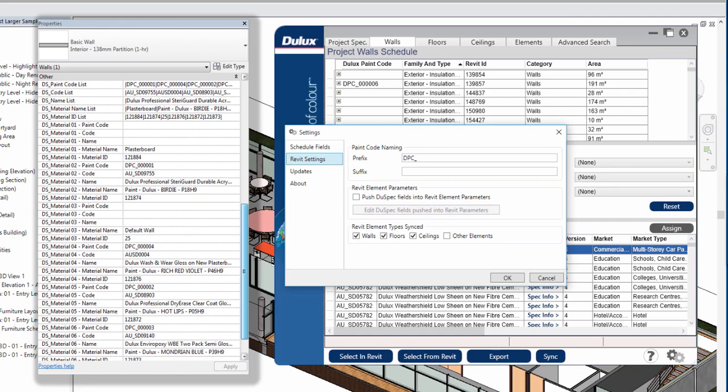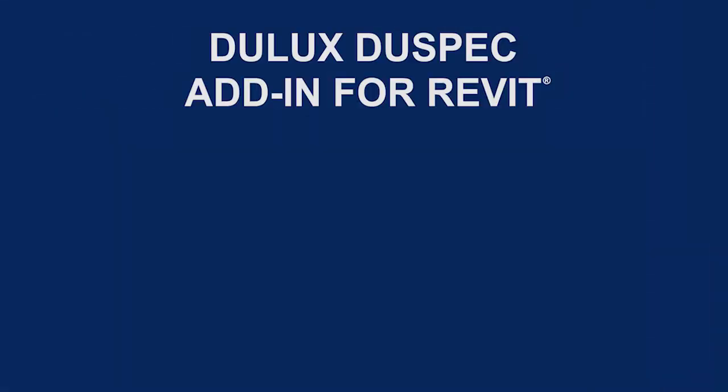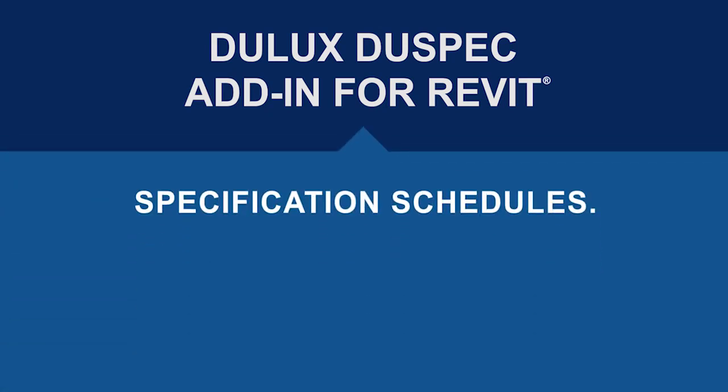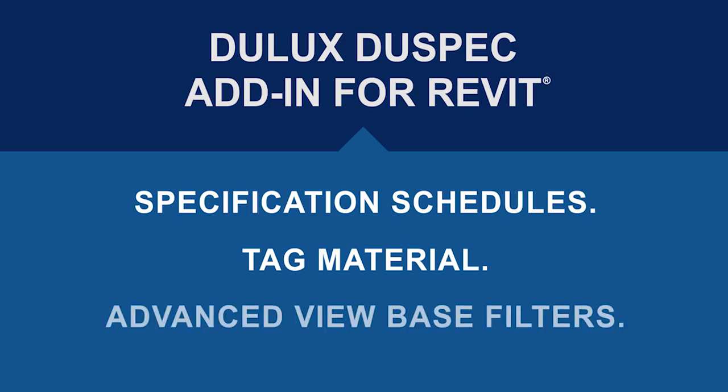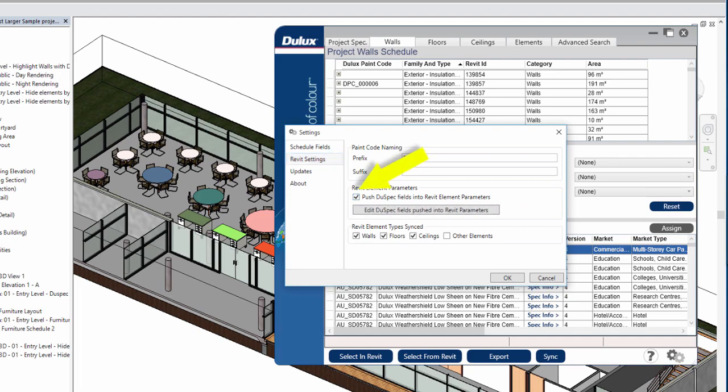Once this information is available natively in your Revit project, you are able to leverage and manipulate the data. It is now easy to create native paint specification schedules, tag material and DuSpec information in any view, and create advanced view-based filters. Let's now turn the Push function on. It is off by default.